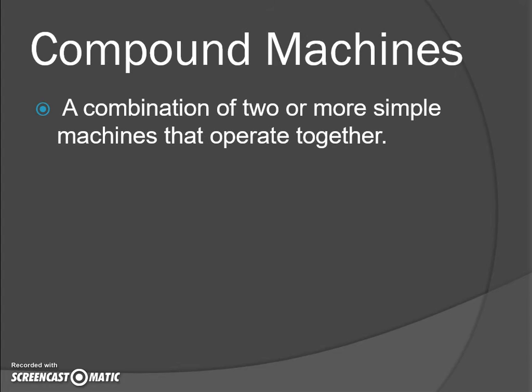Last thing is compound machines. It's a combination of two or more simple machines that operate together as a whole system. And that's it for chapter 14.